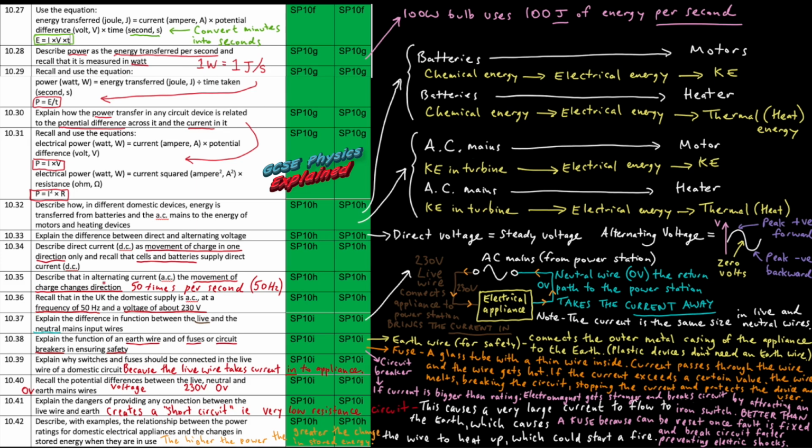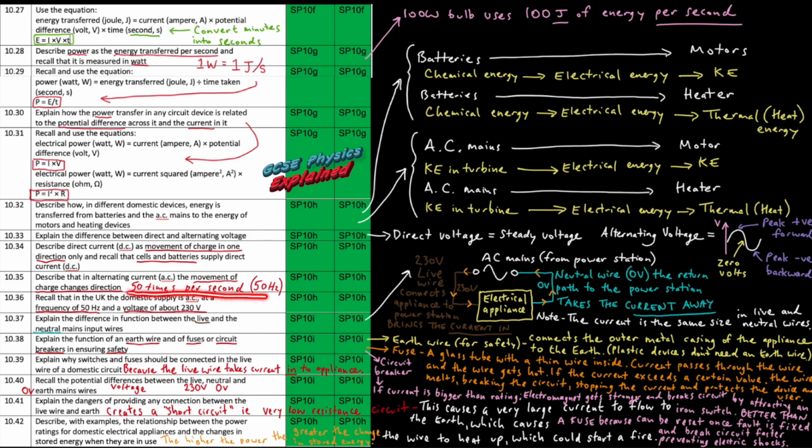Right, describe that in alternating current, AC. The movement of charge, like the electrons, changes direction. Yeah, it alternates. That's why they call it alternating current. How often does it alternate?